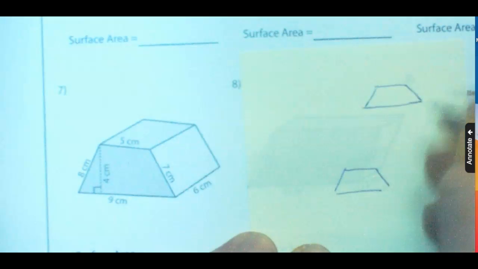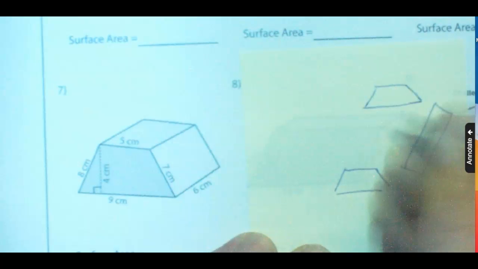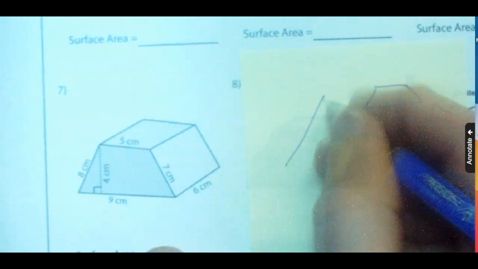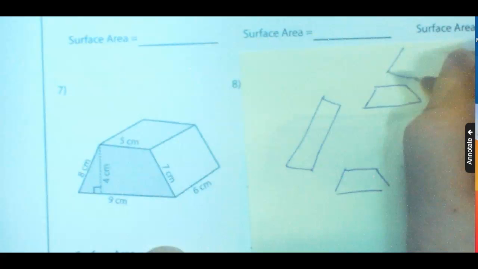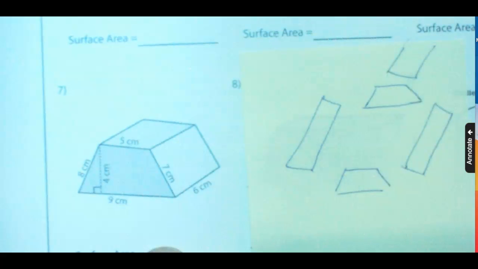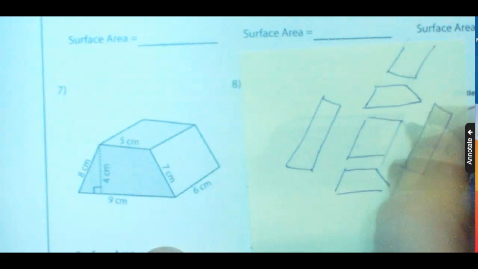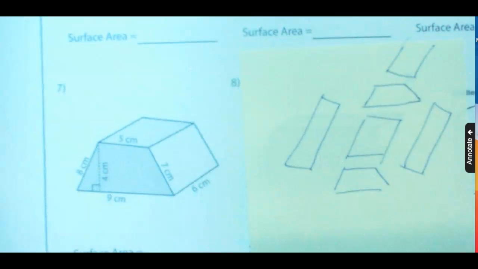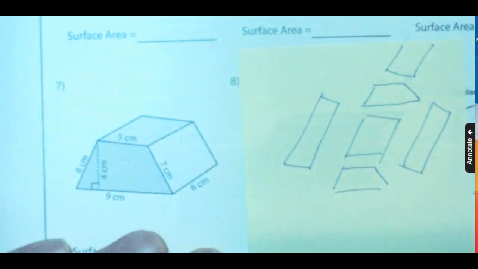Then we've got this shape here, that will be a side. This shape here, which will be a side. We've got the top, which will slide over, and then we've got the bottom. So I've kind of deconstructed that trapezoid. Alright, so let's find it.